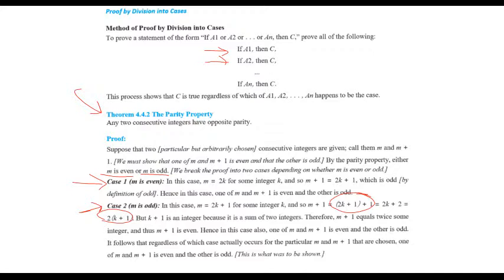So if the first case was true, we proved the conclusion. If the second case is true, then we prove that the conclusion is true, which is that the two consecutive integers have opposite parity. So we can claim that we proved theorem 4.4.2 by the method of proof by division into two cases. So that's the proof.